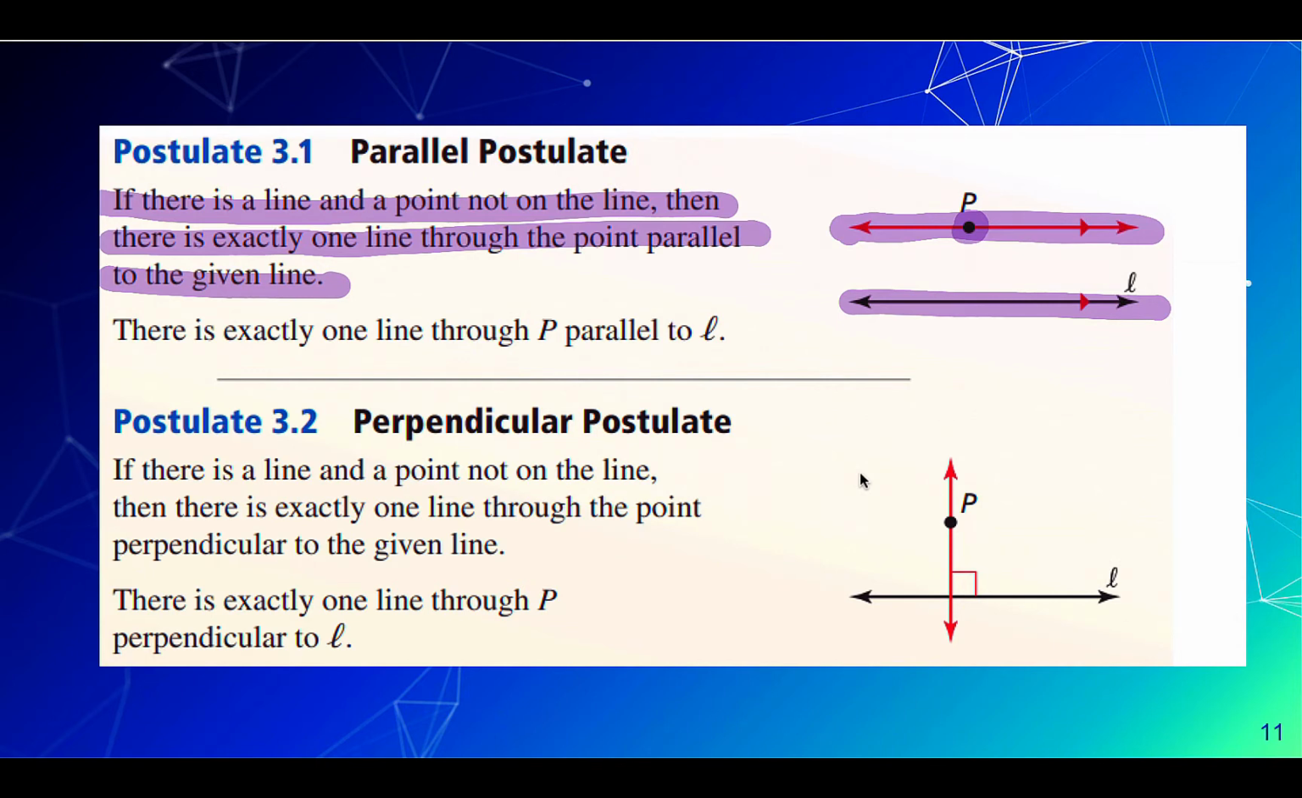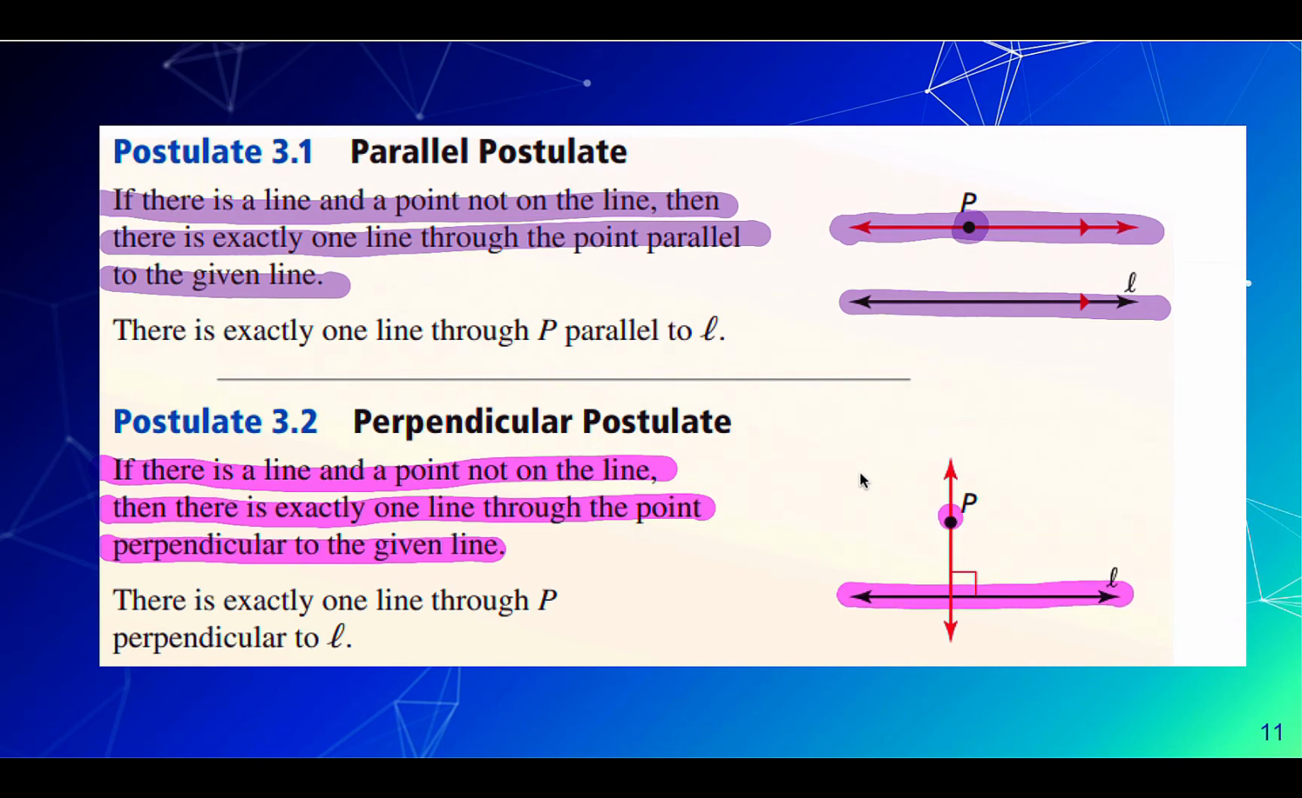Same thing for perpendicular. If there is a line and a point not on the line, then there is exactly one line through that point perpendicular to the given line. So if I draw L and tell you through point P, draw a perpendicular line to L, you can only draw that red line. There's no other way to make it work with any other line.